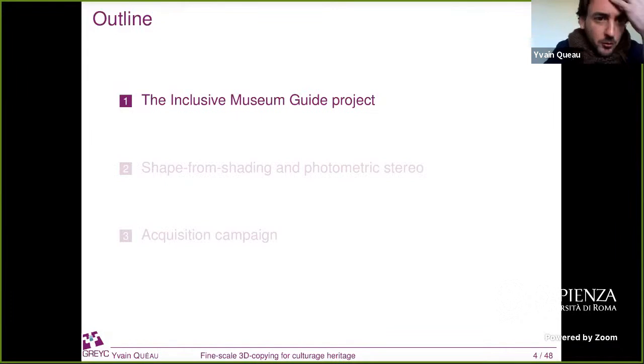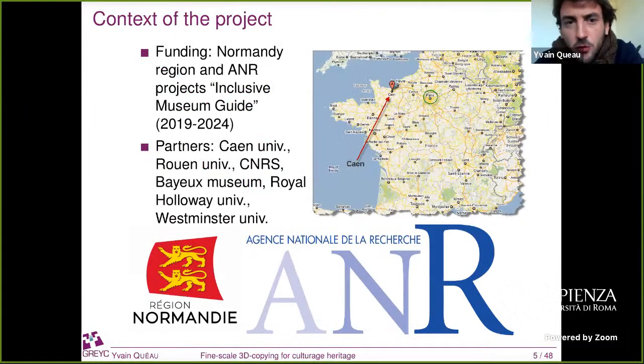So let me start with the context of the project. The project is called Inclusive Museum Guide. It's funded both by the Normandy region and by the French research agency. It gathers researchers in informatics and mathematics from Caen and Rouen, as well as researchers in history and philosophers from the CNRS, and of course museums and also universities in England. The overall goal of the project is to ease the access to museums, and in particular to visual art pieces, for people who cannot see them.